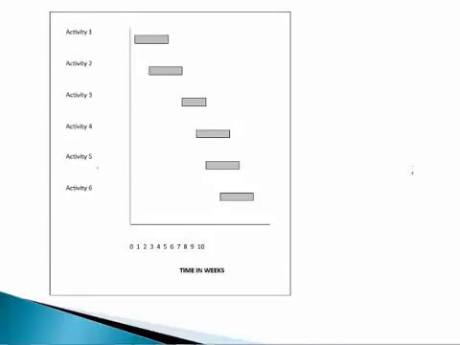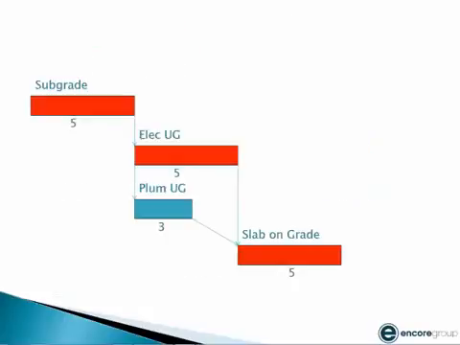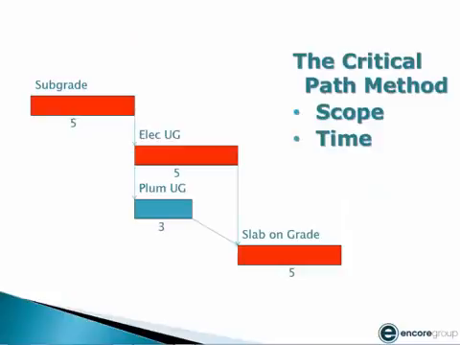Project scheduling initially started with the bar chart or the Gantt chart. In this example, you can see each activity has 2 variables, their scope and time. The scope is a particular activity, an item of work that has to be accomplished. The time variable is the time frame that scope of work will be performed. The critical path has 3 variables: scope, time, and the third variable is logic. Logic is the relationships that each activity has in the network.